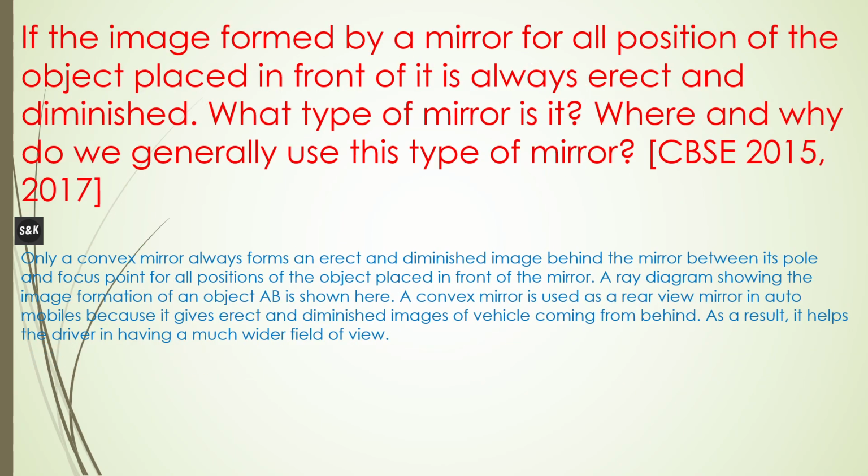Next, if the image formed by a mirror for all positions of the object placed in front of it is always erect and diminished, what type of mirror is it? Where and why do we generally use this type of mirror? So the answer is convex mirror, which is usually used as the rear view mirror in cars, because it always gives a wider view for the rider and driver.